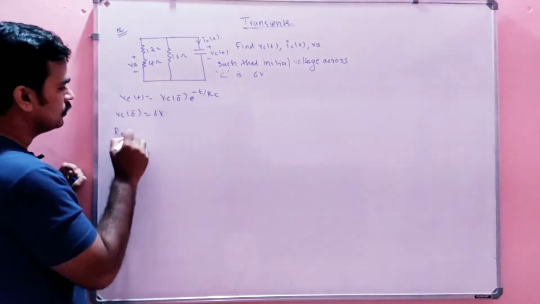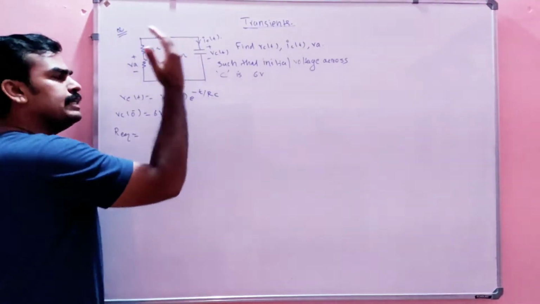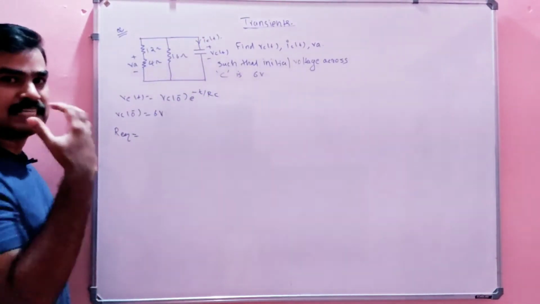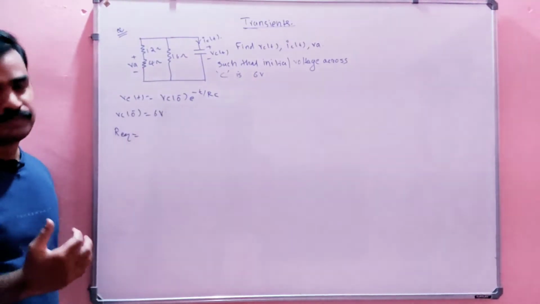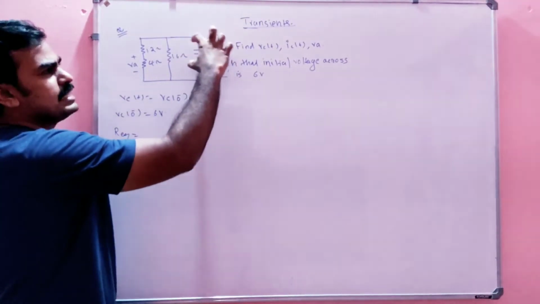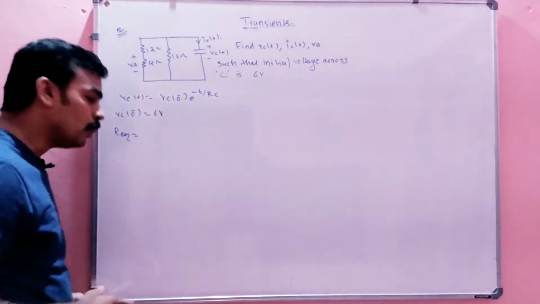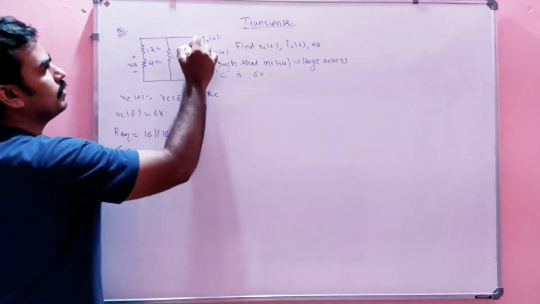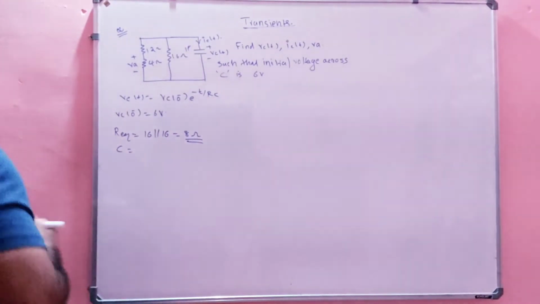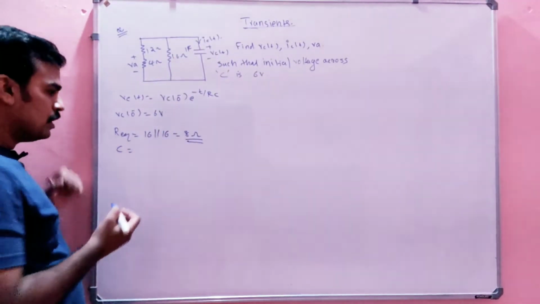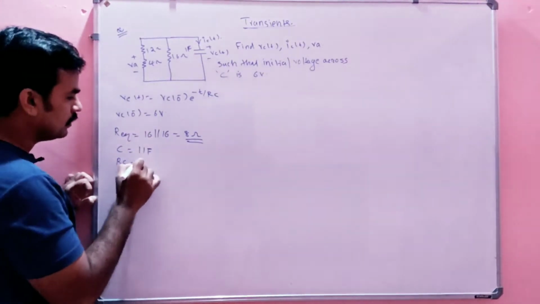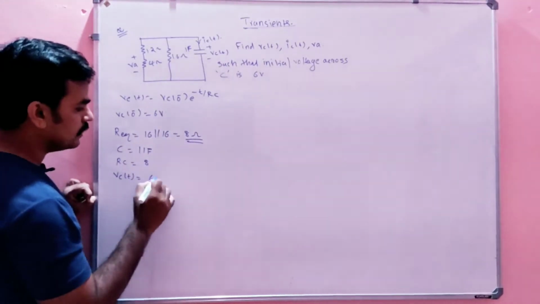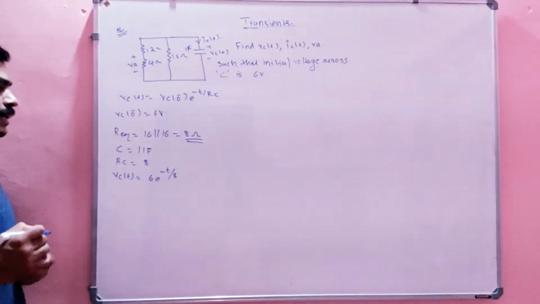What is R here? R equivalent is calculated with respect to the capacitor. By looking from the side of the capacitor, the effective resistance it feels is 16 ohm in parallel with 16 ohm. So R equivalent is 16 parallel to 16, which is 8 ohm. And C is 1 farad. It's given in this question, I forgot to write it. So RC is nothing but 8. So what will be the equation of Vc of t? Vc of t is 6 e raised to minus t by 8.